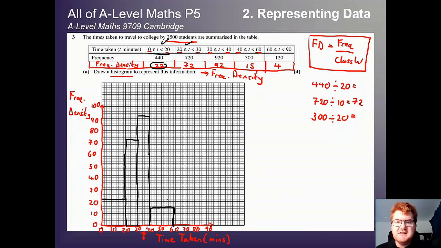And then last one, 60 to 90 is at 4. So we've got 2, 4, and we need to go across to here. Notice how I'm doing this. I'm drawing in points, and then I'd use a ruler to fill that in. And we finally got our filled in histogram here. So making sure we've got all the correct lengths.